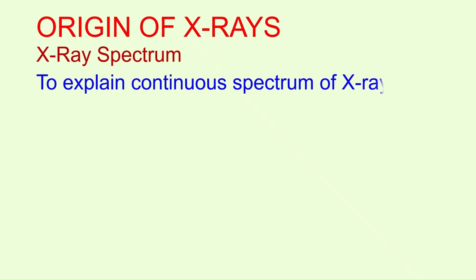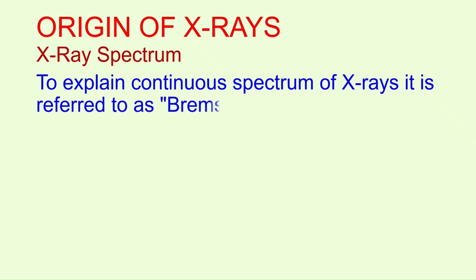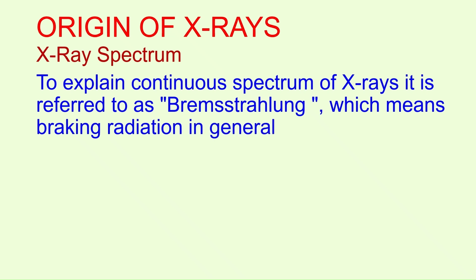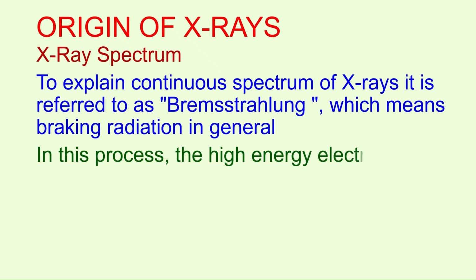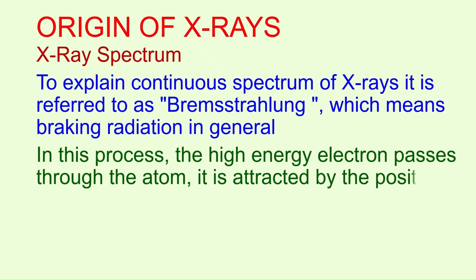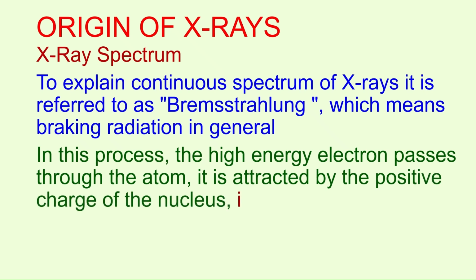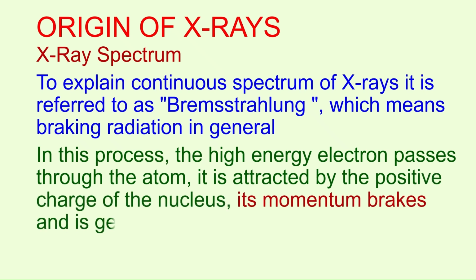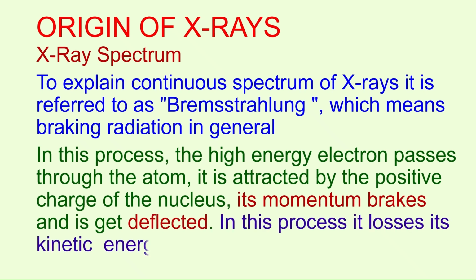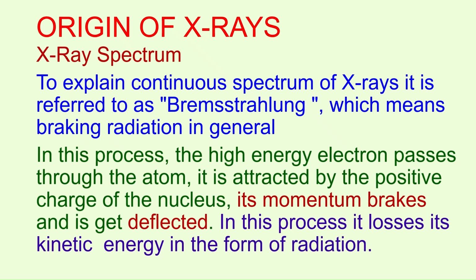To explain the continuous spectrum of X-rays, it is referred to as Bremsstrahlung, which means braking radiation in general. In this process, the high-energy electron passes through the atom. It is attracted by the positive charge of the nucleus. Its momentum breaks and it gets deflected. In this process, it loses its kinetic energy in the form of radiation.